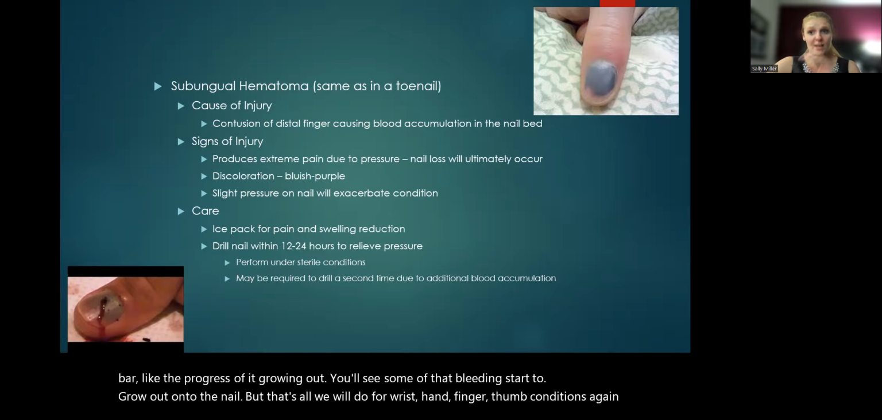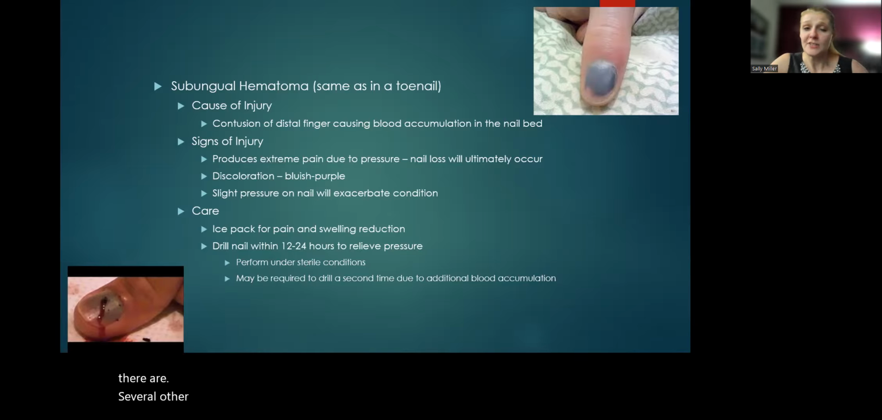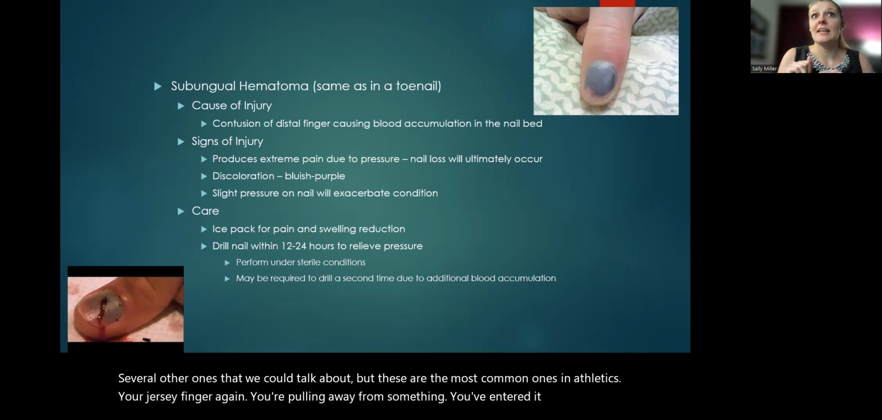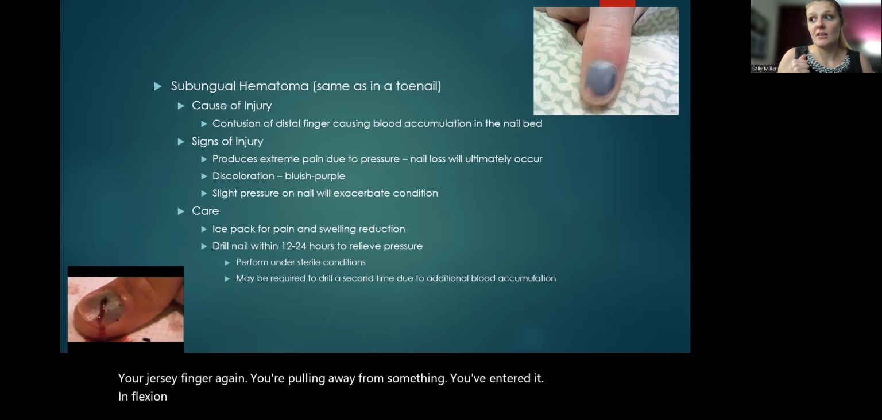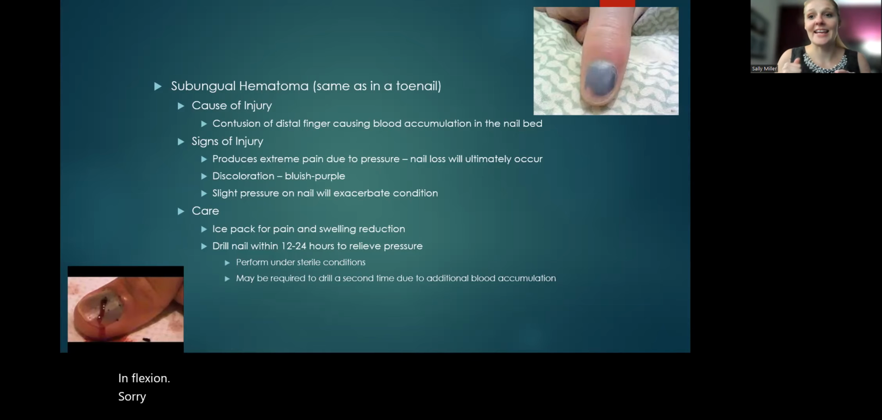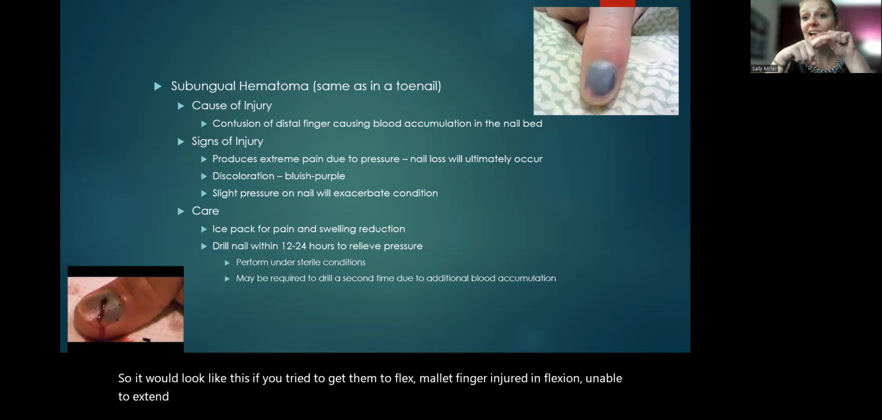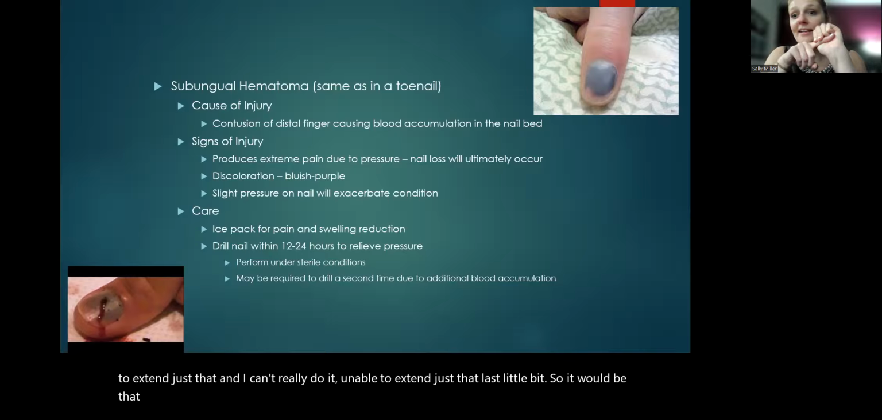Again, there are several other ones that we could talk about, but these are the most common ones in athletics. Your jersey finger, again, you're pulling away from something, you've injured it in extension, and it cannot flex. So it would look like this if you try to get them to flex. Mallet finger, injured in flexion, unable to extend just that last little bit. So it would be that tiny, tiny amount of motion in that most distal aspect of our fingers.